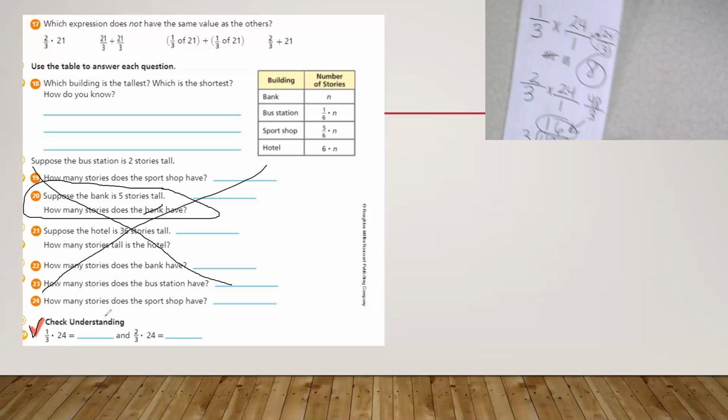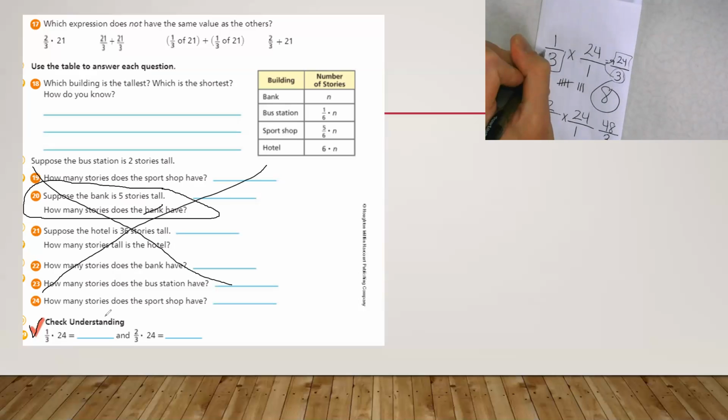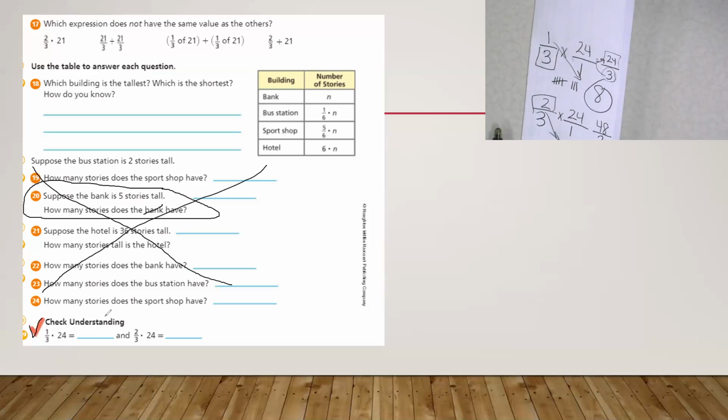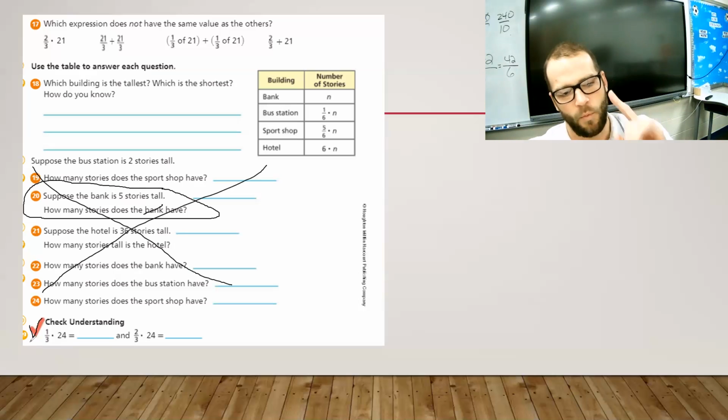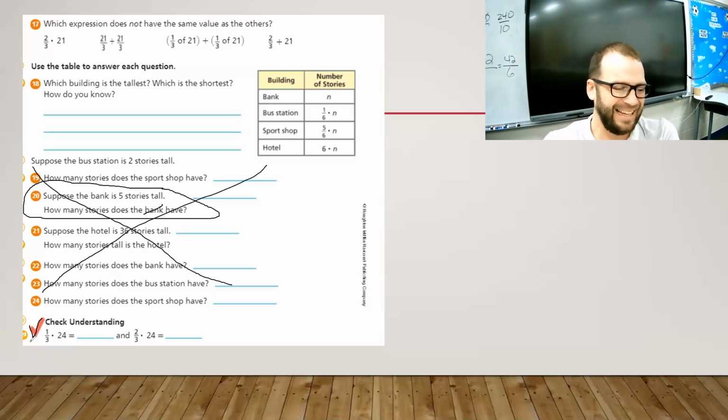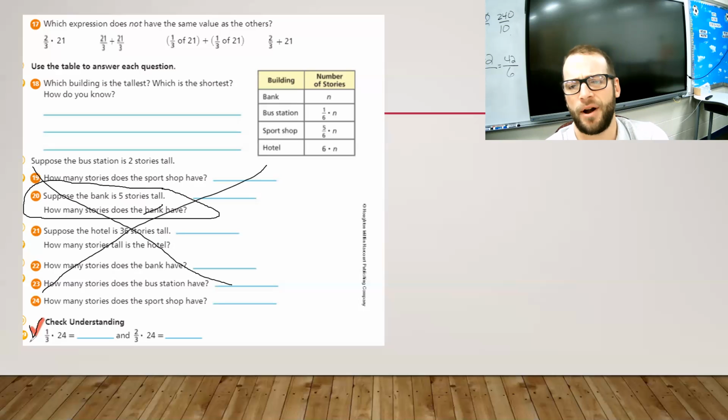Which makes sense, because if 1/3 is 8, wouldn't 2/3 be double 8? So your homework, all you have to understand is one-third times 24 is 8. 2/3 times 24 is 16. And if you got those answers correct and you understand them, then you are on par for the unit, and you're doing just fine and dandy.